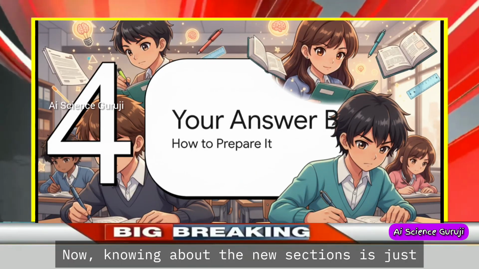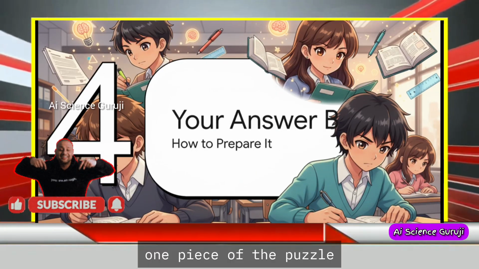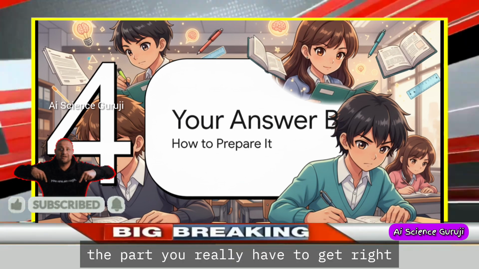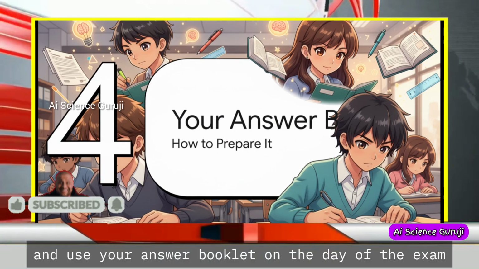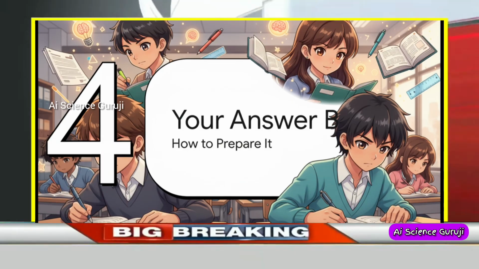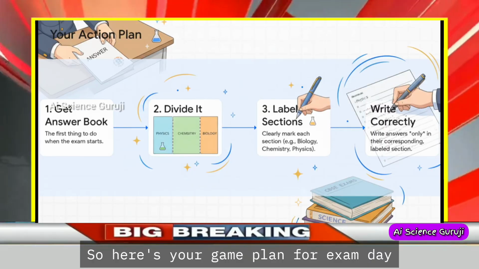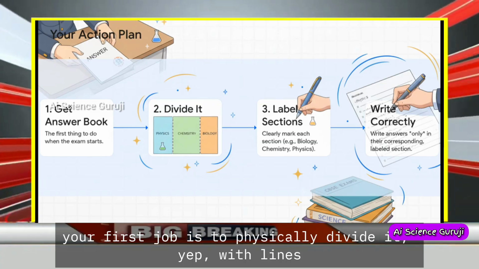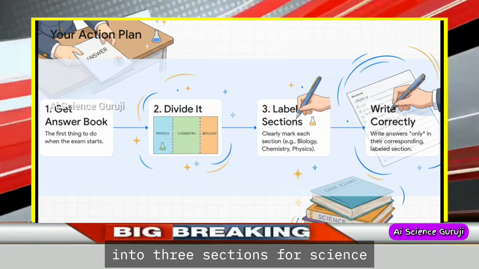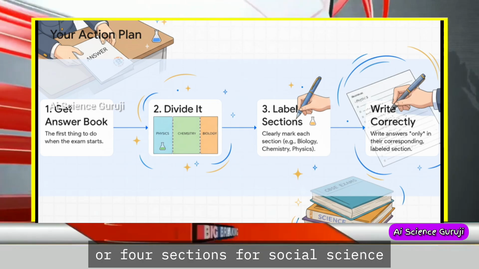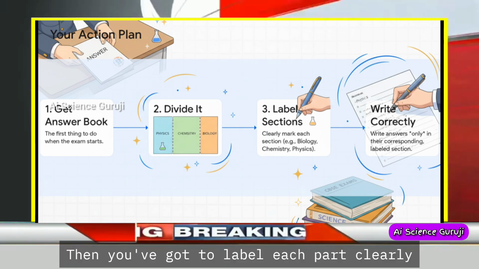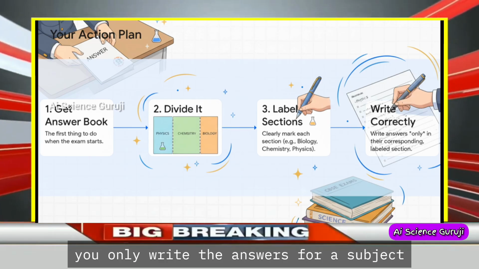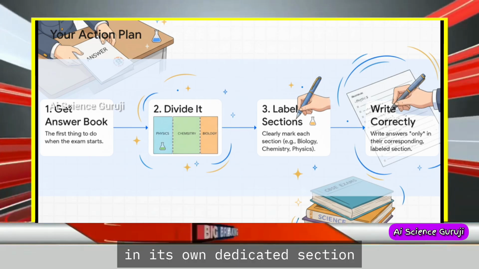Now, knowing about the new sections is just one piece of the puzzle. The most important part, the part you really have to get right, is how you set up and use your answer booklet on the day of the exam. So here's your game plan for exam day. The second you get that answer booklet, your first job is to physically divide it, with lines, into 3 sections for science or 4 sections for social science. Then you've got to label each part clearly. And from that moment on, you only write the answers for a subject in its own dedicated section.